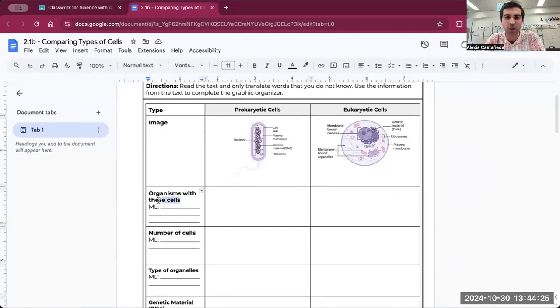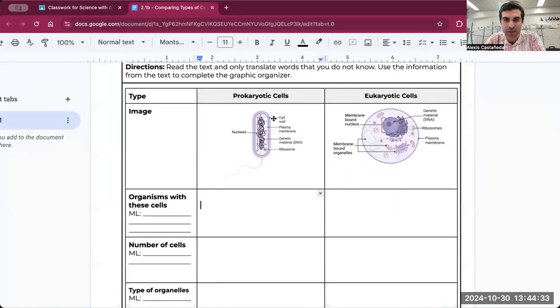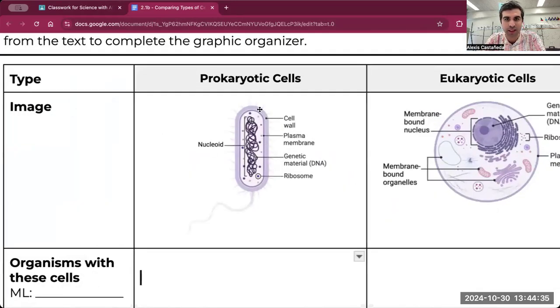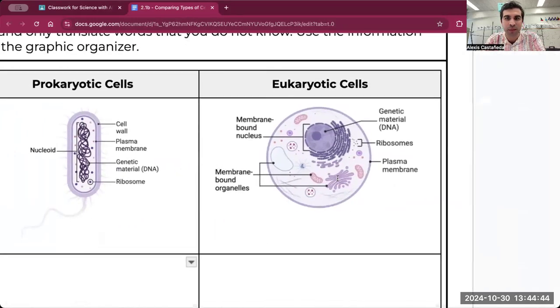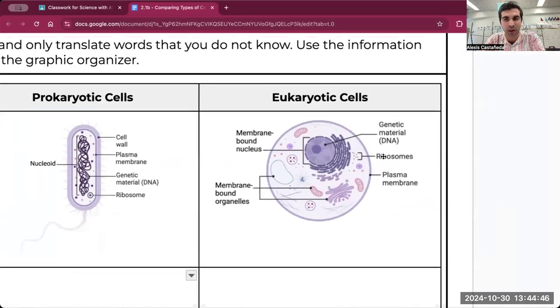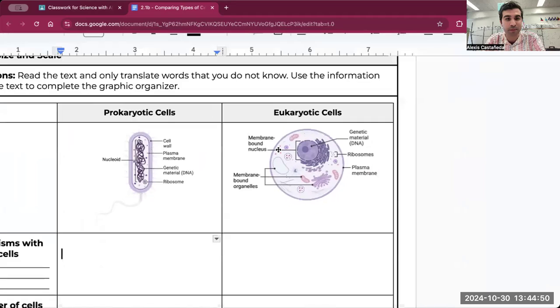So first, it's asking us about organisms with these cells. Which organisms have prokaryotic cells and which ones have eukaryotic cells? This is what a prokaryotic cell looks like. It has a cell wall, a plasma membrane. It has DNA and it has ribosomes. And there's this DNA here, in a shape called a nucleoid. Eukaryotic cells have DNA, ribosomes, plasma membrane, membrane-bound organelles, and a membrane-bound nucleus.